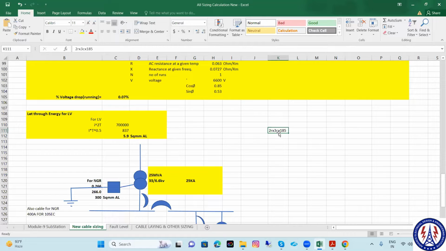Because of the cable, is there any technical problem? Which cable? Just tell me once again. You are telling two incoming cables to the motor, from the MCC to the motor. One cable is 2 run, suppose 3 core 185, right? Yes, and one cable is 3 core 240.